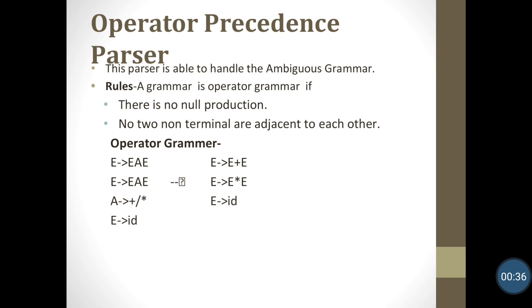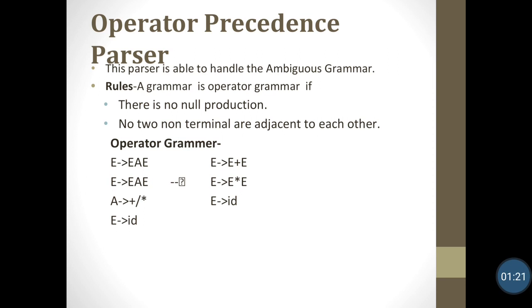Rules. A grammar is an operator grammar if there is no null production. Second, no two non-terminals are adjacent to each other. For example, you can see in this grammar E goes to EAE, A goes to plus or A goes to star, and E goes to ID. This is not an operator precedence grammar because we have two non-terminals, capital E and capital A, adjacent to each other.